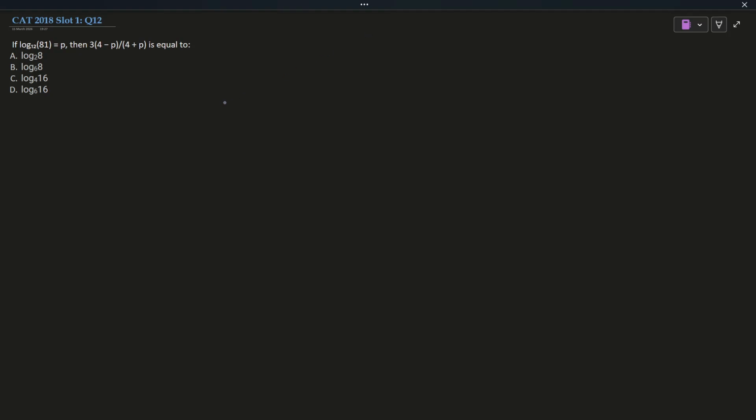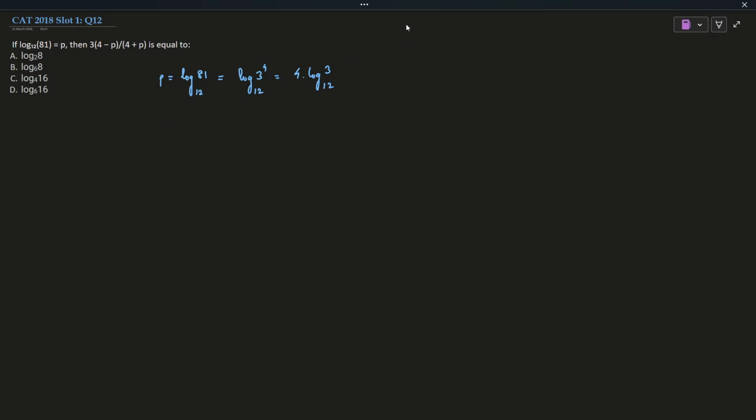So today we start the first question: log 81 to the base 12 is equal to p. Then I need to find the value of 3 times (4 minus p) by (4 plus p). So p is equal to log 81 to the base 12. This can be written as log 3 to the power of 4. Using properties of logarithm, 4 will come outside into log 3 base 12. This is the value of p.